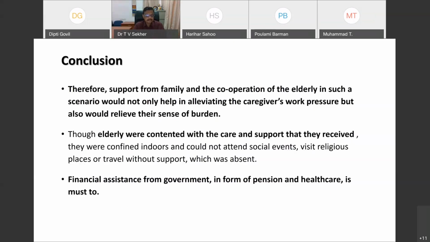Though the elderly were contented with the care and support they had received, they were confined indoors and could not attend social events, visit religious places, and travel without support, which was actually absent. Apart from that, a very good suggestion which the elderly and the care providers gave was that they should receive financial assistance from the government in the form of pension or healthcare so that they can live their life happily. One important part which I missed mentioning is that we could not find any support from the husband, which was mentioned by the respondents.